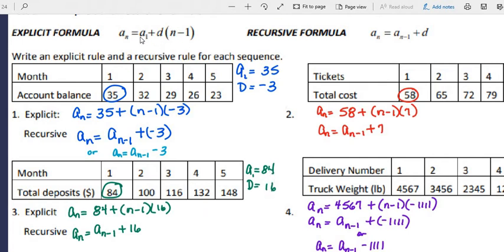So I'm going to substitute it into this formula right here. The first term is 84 plus parentheses, n minus 1, parentheses, and put your common difference right here in parentheses. Now I'm going to write the recursive rule using this formula right here, and it's going to be a sub n minus 1, now plus 16. That is your common difference.